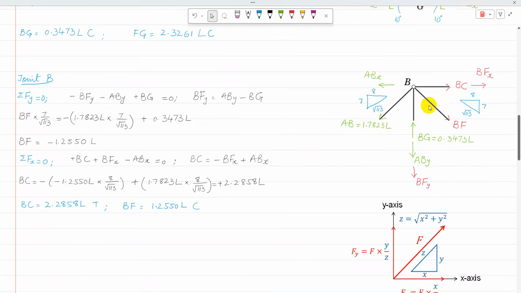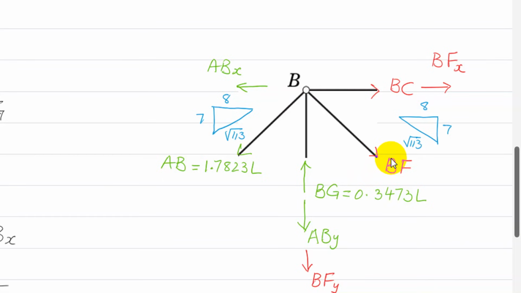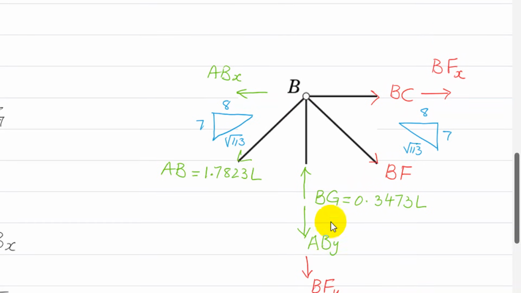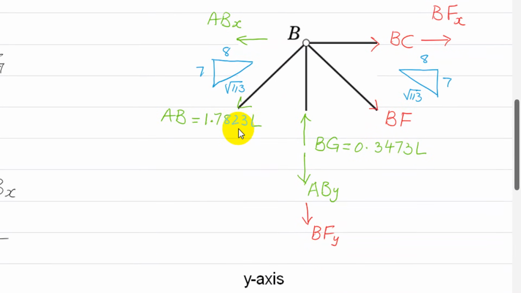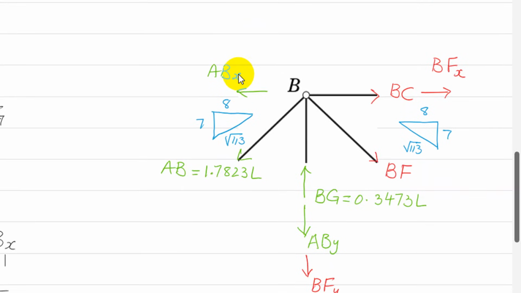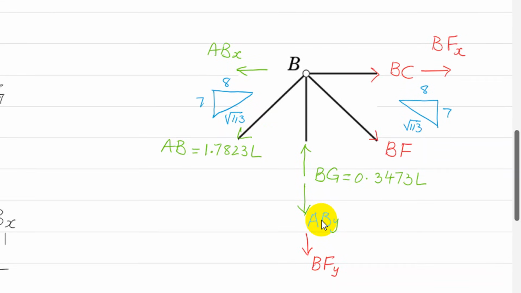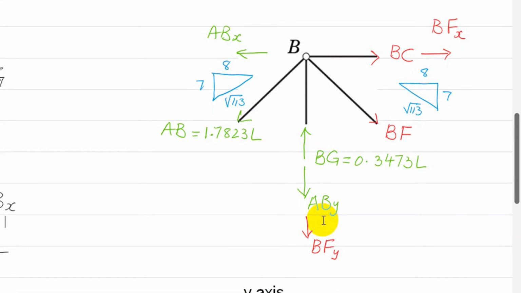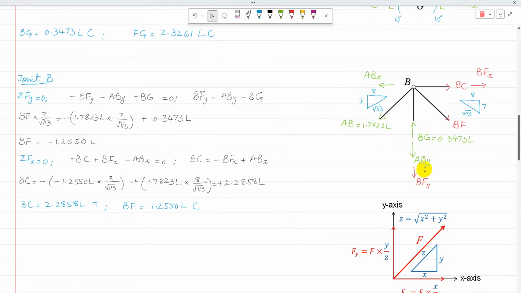So for joint B, BF is resolved into components BFX and BFY. AB is resolved into components ABX and ABY. So in the vertical direction, there is one unknown. So I'm going to start with sigma Fy equal to 0. Sigma Fy is minus BFY minus ABY plus BG. So BFY is ABY minus BG.